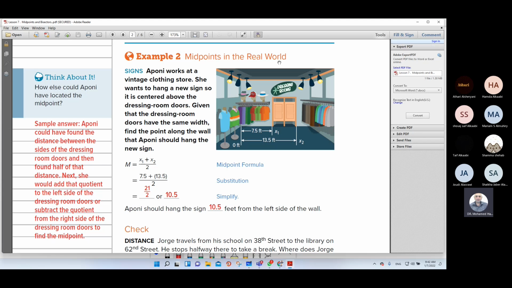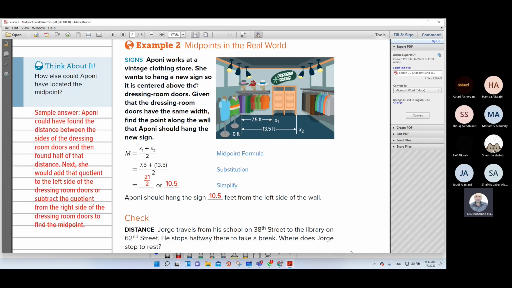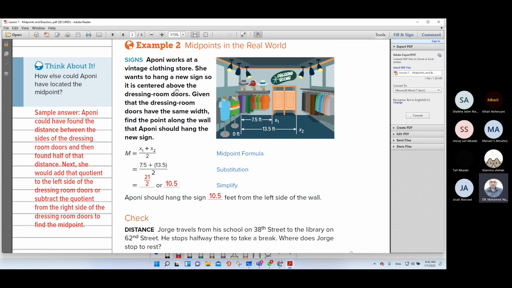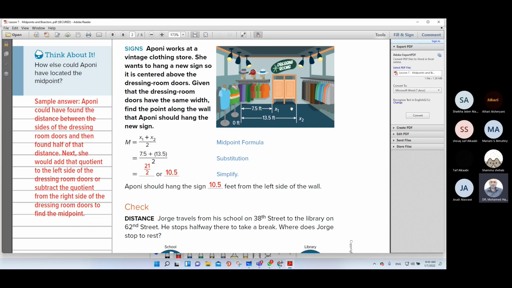Midpoints in the real world. Pony works at a vintage clothing store. She wants to hang a new sign so it is centered above the dressing room doors. Given that the dressing room doors have the same width, find the point along the wall where Pony should hang the new sign. As you see here, we have this segment and this distance. Here we have x1, here we have x2. We want to find the midpoint.